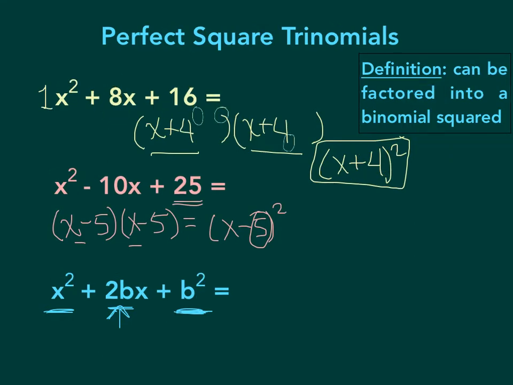So in a general equation, when my binomial squared is x plus b, my perfect square trinomial would be x squared plus 2bx plus b squared.